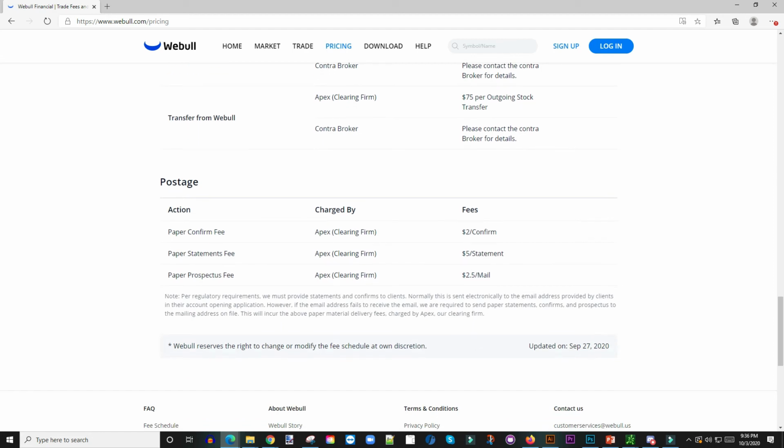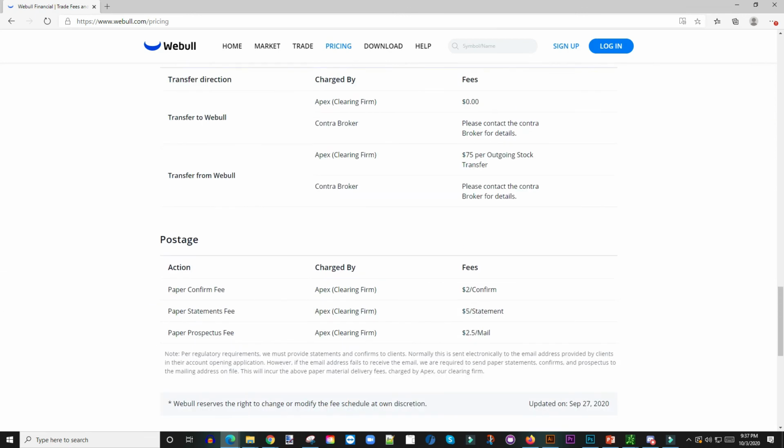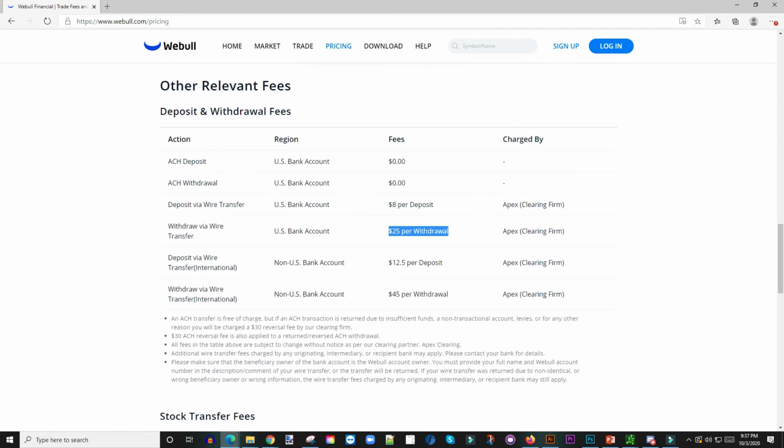And then other fees that you can see, postage. Once you have your confirmed statement, WeBull wants to charge you a fee to mail it to you. If you have paper statements, there's a fee. If you have a paper prospectus, there is a fee. Any transaction confirmation, if you want it mailed to you on paper, they would charge you a fee. So something to be aware of. Those are all the little fees that you might incur.